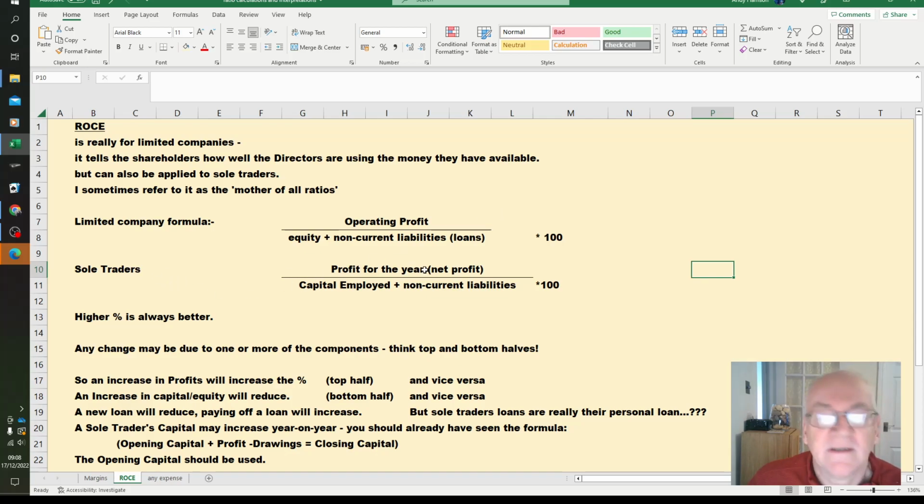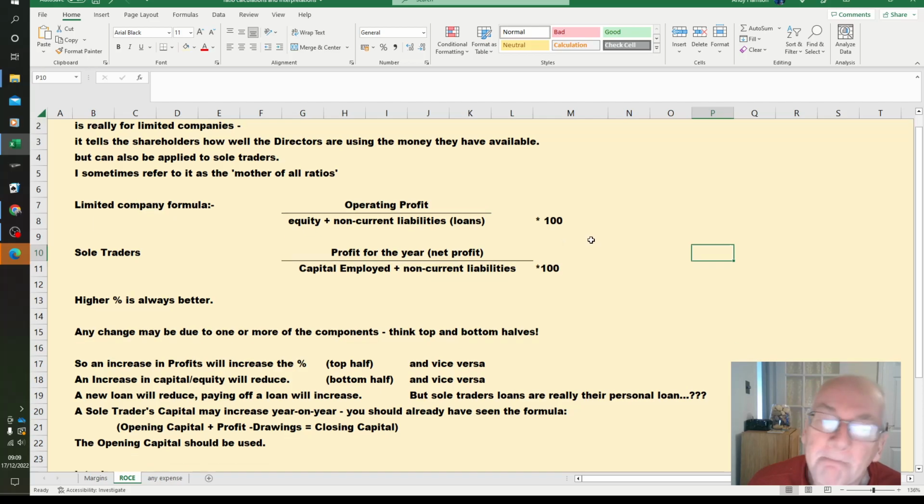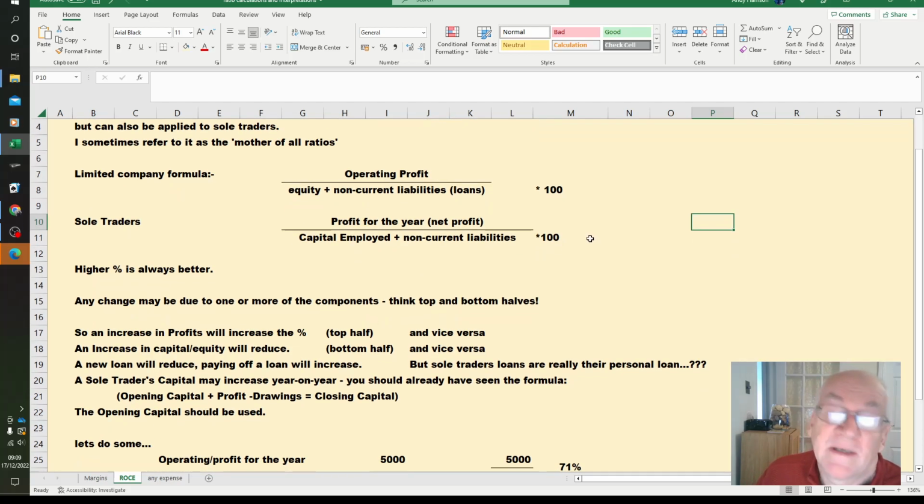In sole traders, profit for the year, or net profit because it's easier to say, over the capital employed, opening capital plus non-current liabilities, the same loans. There is a bit of an issue though on non-current liabilities. Loans for a sole trader, they are the same business entity. Sometimes a personal loan can't be included in this calculation. Higher will always be better. It's a better return on your investment, on the money you have to play with.